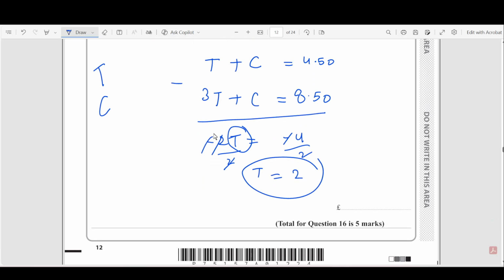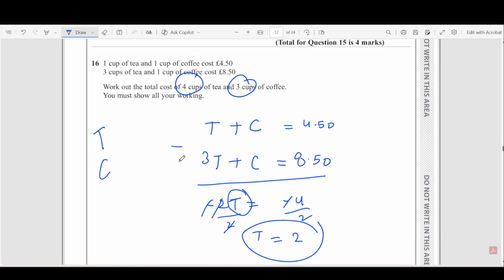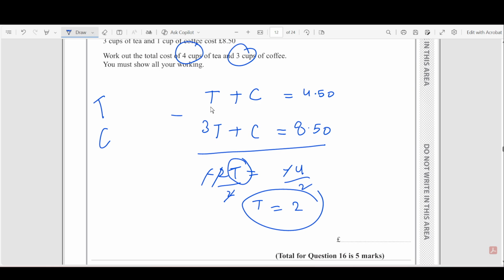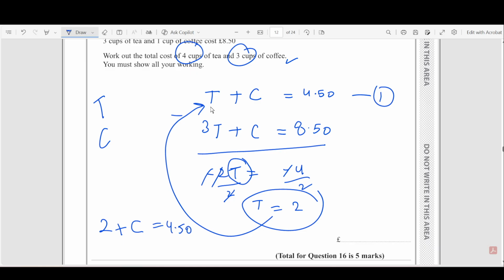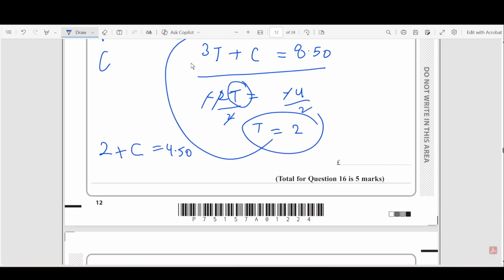Then it is asking for the total cost of 4 cups of tea. So we need to find the cost for coffee also. This is my first equation, and the cost of 1 cup of tea is 2. If I plug this value in here, I will get the cost of coffee, right? So I'm writing 2 plus the cost of coffee, C, equals 4.50. To find C, I need to subtract 2 from both sides, because the opposite of plus 2 is minus 2. This will cancel out, and I will get C. If I subtract 2 from here, I get 2.50. This is the cost of 1 cup of coffee.